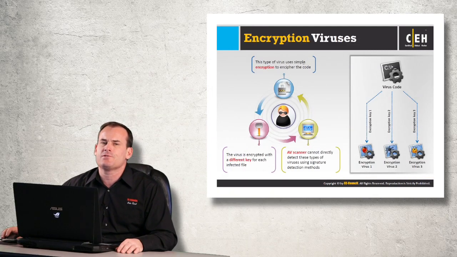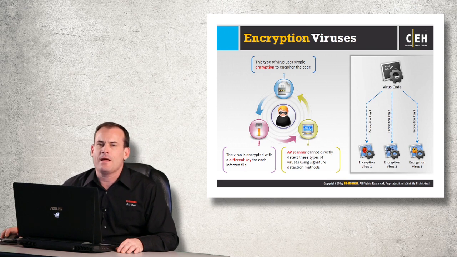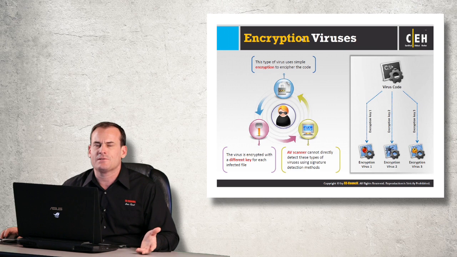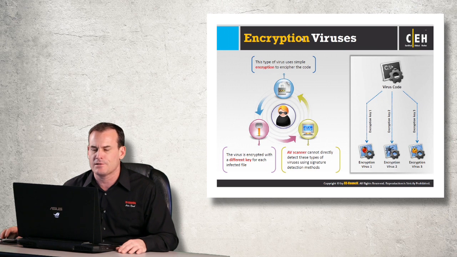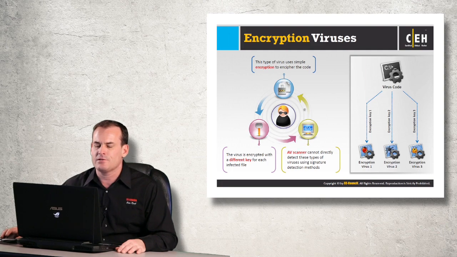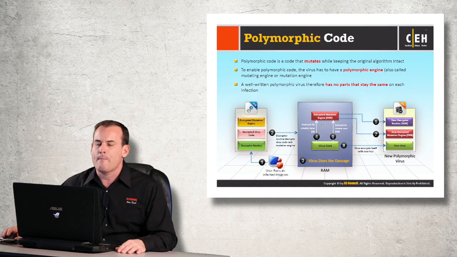If we've got signature string detection going on, then we're looking for a specific signature string within the viral file itself. If that's been encrypted, there is no signature string. It's been encrypted. It's been garbled. So it's not going to look like the original. That's, again, one of the basic premises of encryption. So the AV scanner cannot directly detect it using signature detection methods.